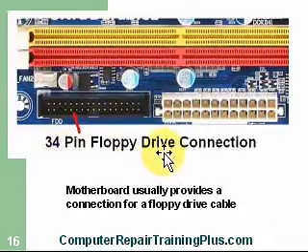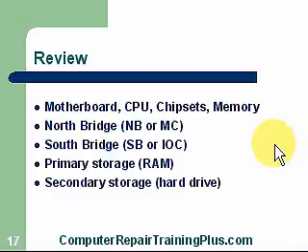In review: motherboard, CPU, chipsets, memory. Remember that the chipsets are there to support the CPU. We have a North Bridge, or memory controller, that supports the RAM memory and the video card, and a South Bridge that supports everything else on the computer. Primary storage, remember this, is the RAM. Secondary storage is the hard drive.